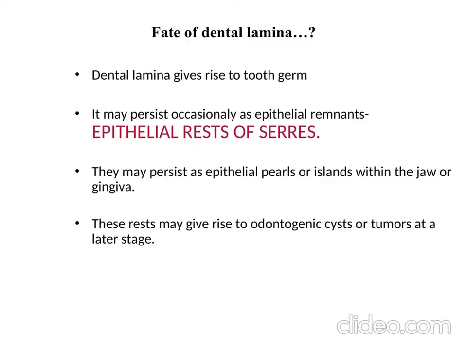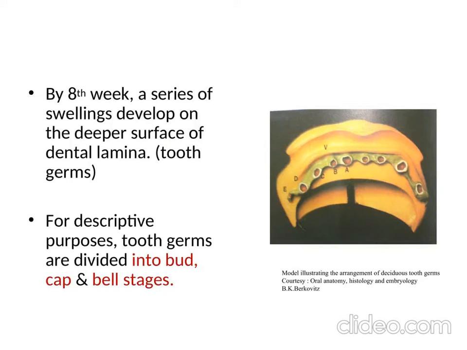So what happens to the dental lamina? The dental lamina, after formation of tooth, will also degenerate, but a few remnants are present. They are present occasionally, and they are called epithelial cell rests or cell rests of Serres. On rare occasions, they may turn into a cyst or a tumor.